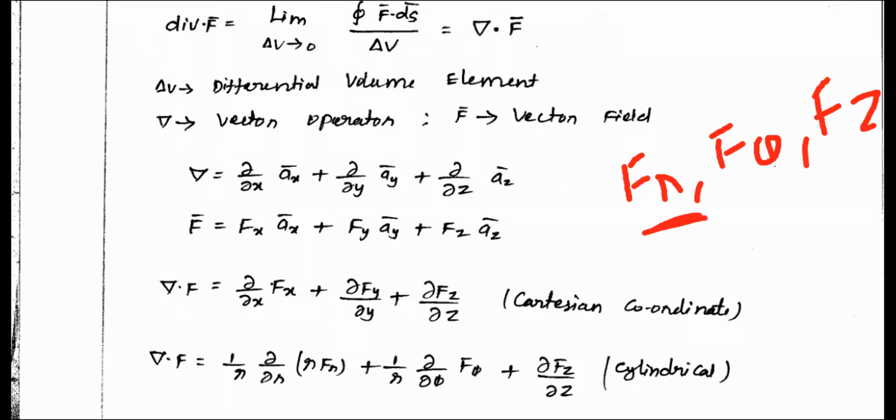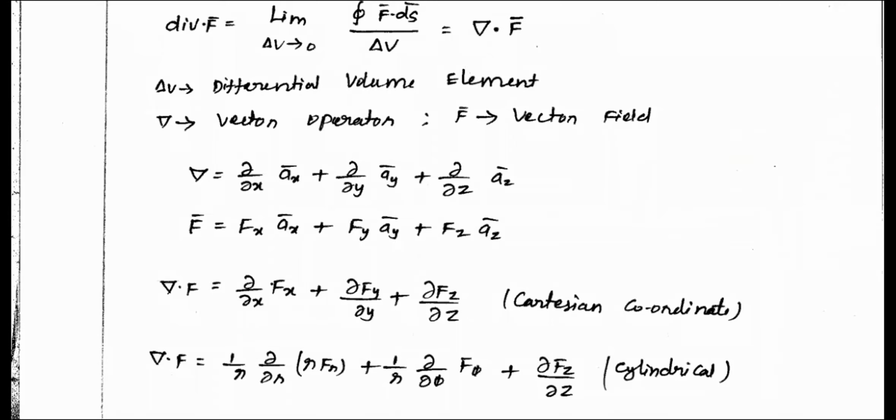Once you know those values, they will mention their vectors in this format only. Then you have to follow this formula: 1 by r, d by dr of r times F_r, and so on, with simply 1 by r for the other term. This is something special, you have to remember this. Once we take del dot F, finally you will get this answer. This is the standard equation that you have to remember. There may be derivations of how it is actually derived, but that is not important. If you remember this equation, that's enough.